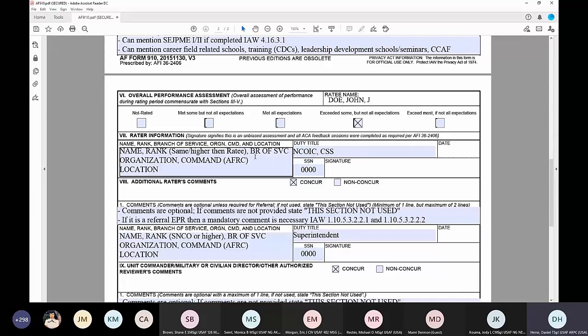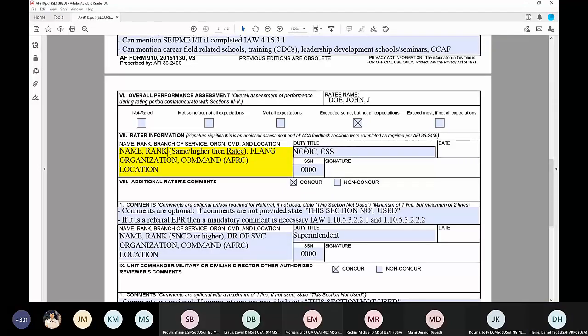The branch of service should be in here. For guard members, you can use state ANG. So for example, instead of putting USAF in here, you can put Florida Air National Guard. We do recommend USAF, but if your guard unit uses guard for the signature block, that is okay as well. The organization, command, and location is that of the rater. So this does not necessarily have to match the ratee. It can be wherever the rater is assigned to that rates the ratee.